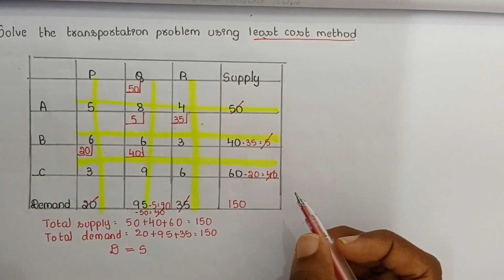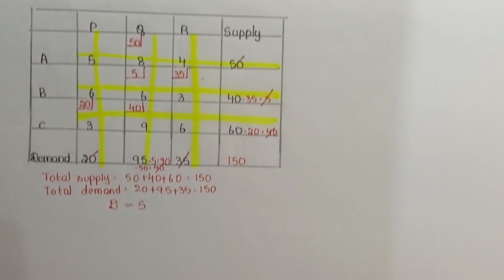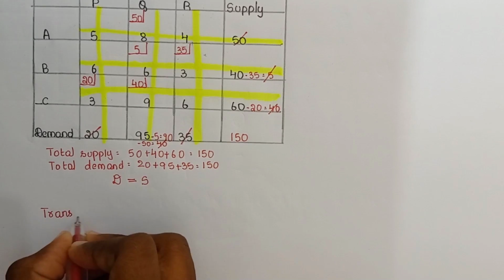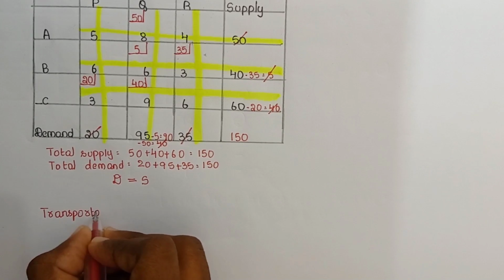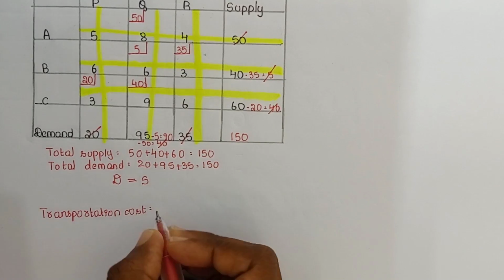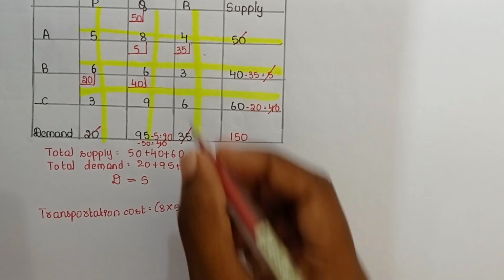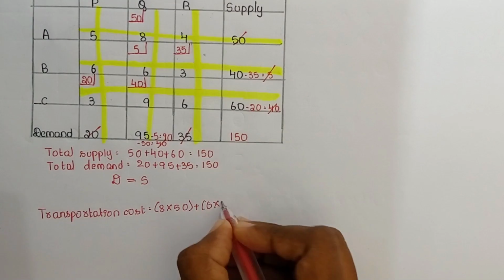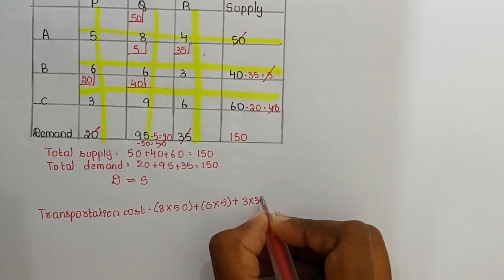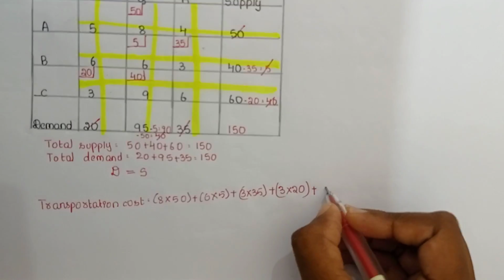Now the thing which I have to do is calculate the transportation cost. Okay. So transportation cost is equal to, I have to multiply the units with the amount, is equal to 8 into 50 plus 6 into 5 plus 3 into 35, 3 into 20 plus 9 into 40.